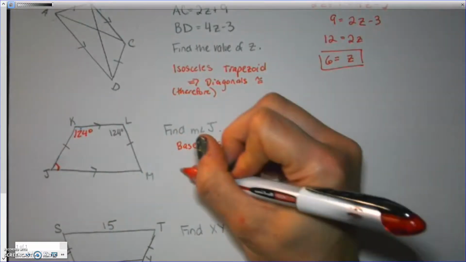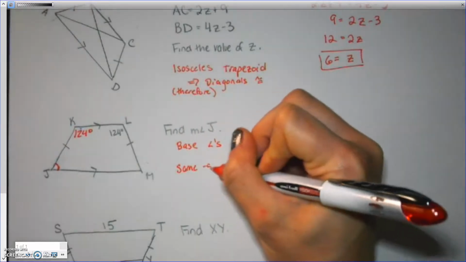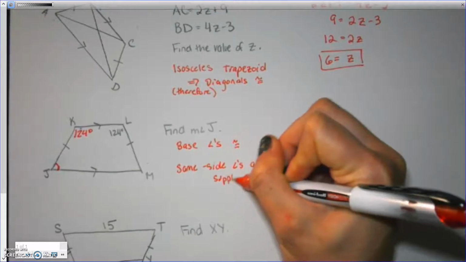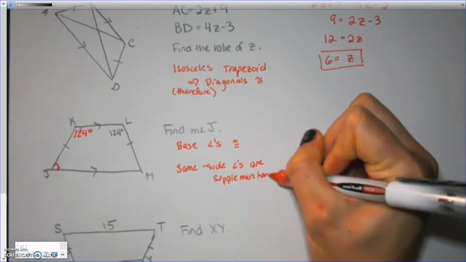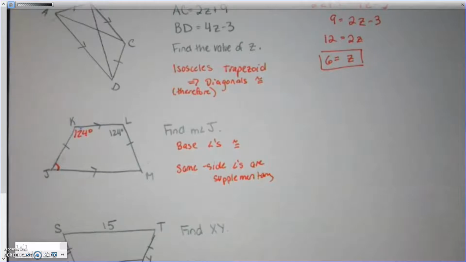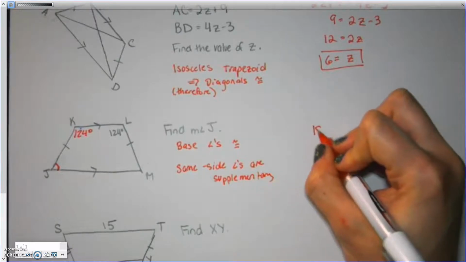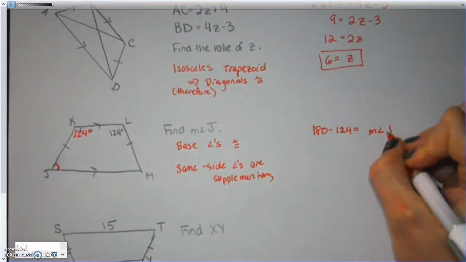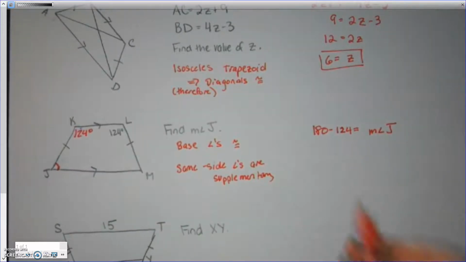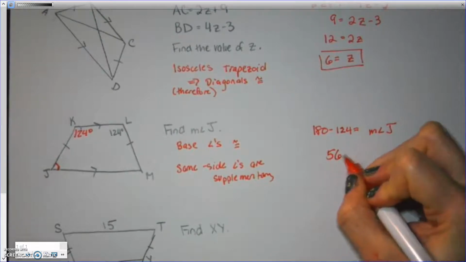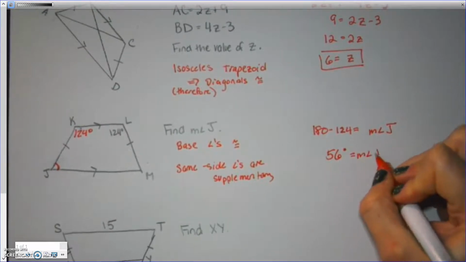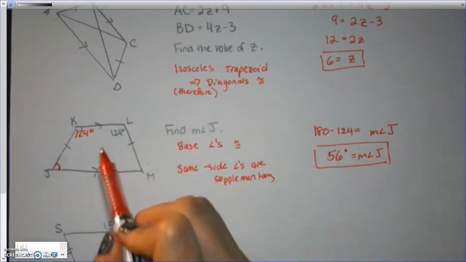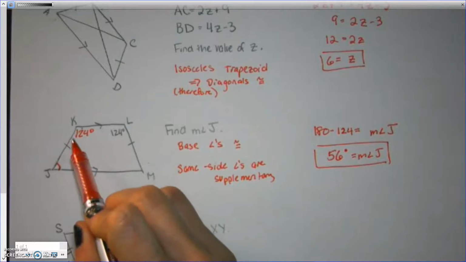We also know that the same side angles are supplementary. Therefore, I know that 180 minus 124 is going to equal the measure of angle J. 180 minus 124 is 56 degrees. So we were able to do this because it's isosceles, so we knew L and K were congruent.